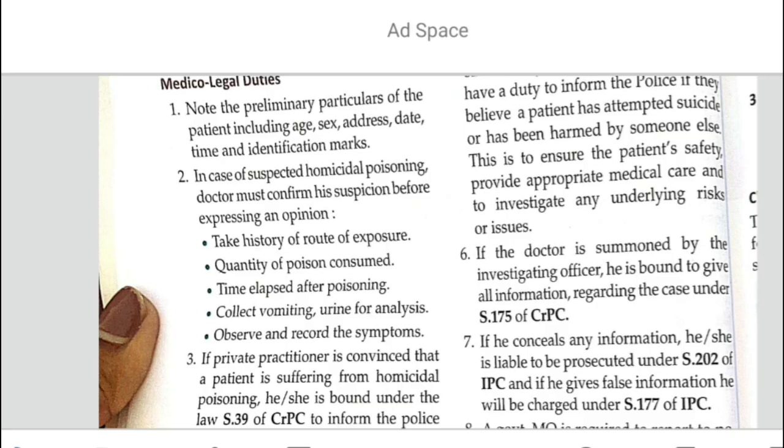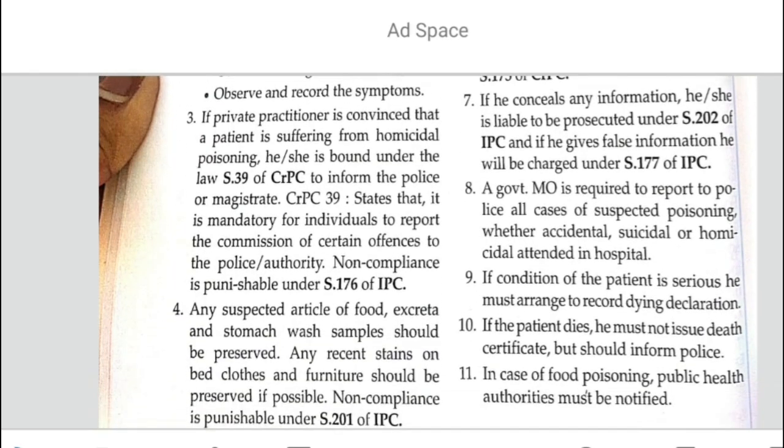Take history of the route of exposure, quantity of poison consumed, and time elapsed after poisoning. Collect vomitus and urine for analysis. Observe and record the symptoms. If a private practitioner is convinced that a patient is suffering from homicidal poisoning, he or she is bound under S 39 of CrPC to inform the police or magistrate. CrPC 39 states that it is mandatory for individuals to report the commission of certain offences to the police or authority.